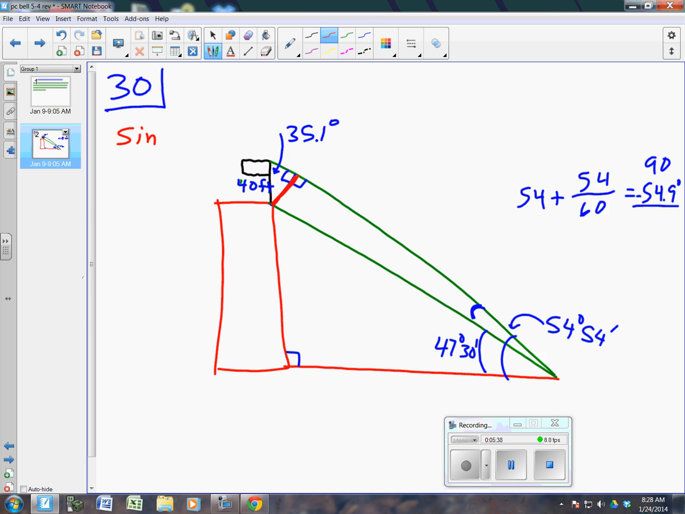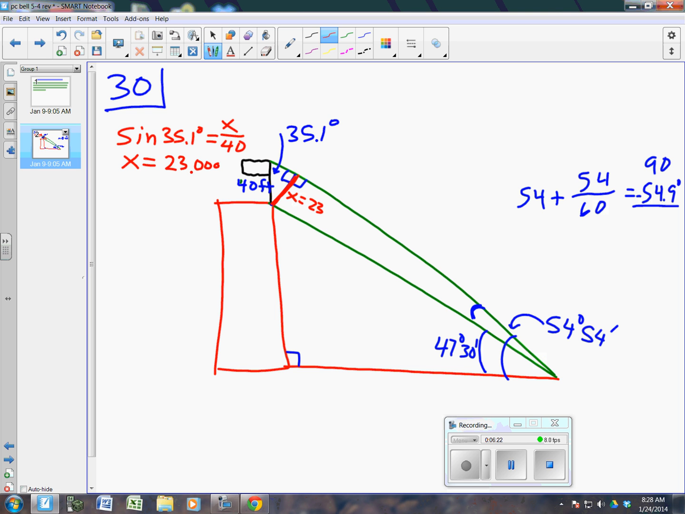Okay, good. Sine. So sine of 35.1 degrees equals opposite side. I'm going to call it x right there. x over 40. So I'm going to go 40 times the sine of 35.1. What's x equal to, you guys? 23 point what? We're just going to go 23. How does that sound? So this is 23 feet.